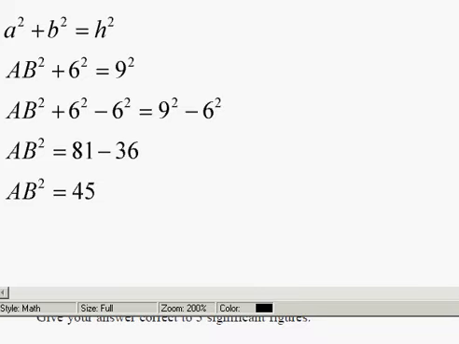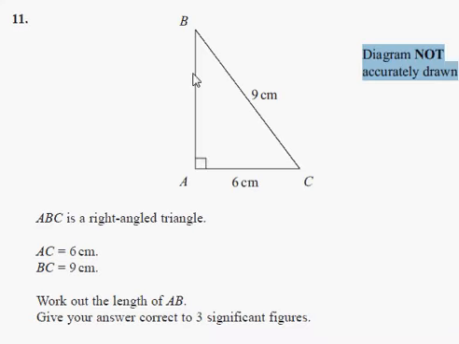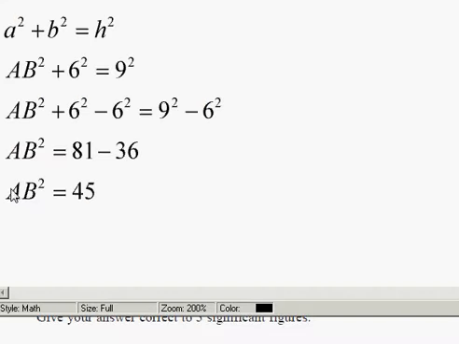Okay, so I'm trying to find out the length of this side, AB. I don't know how long that side is, but I do know that the length of that side squared equals 45. I do know that the length of that side times itself equals 45. So I again use what's called the inverse method to try to get AB by itself, so I can get a final answer that looks something like this: AB equals. So I do the inverse of squared, and the inverse of squaring is square root.